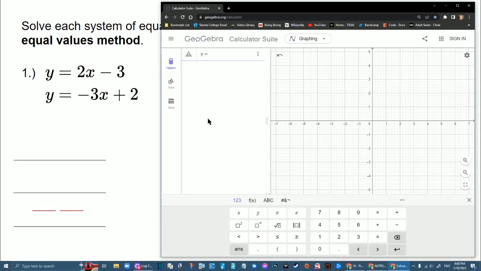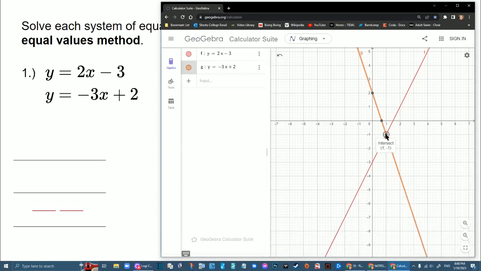So y equals 2x minus 3. We see that red line show up. And then that second equation, y equals negative 3x plus 2. And I get an orange line that shows up. And you'll notice on the graph that intersection point was marked. If I click it, it tells me that those lines intersect at 1, minus 1. 1, minus 1. So let's keep that in mind.